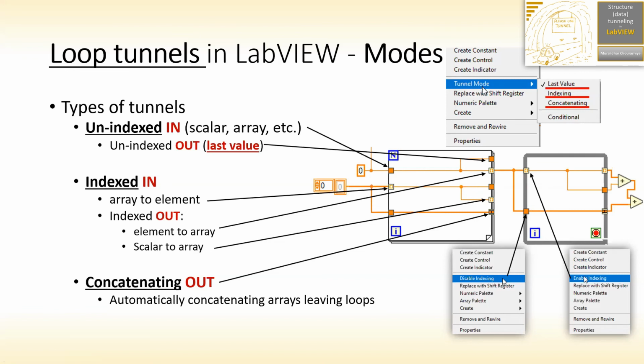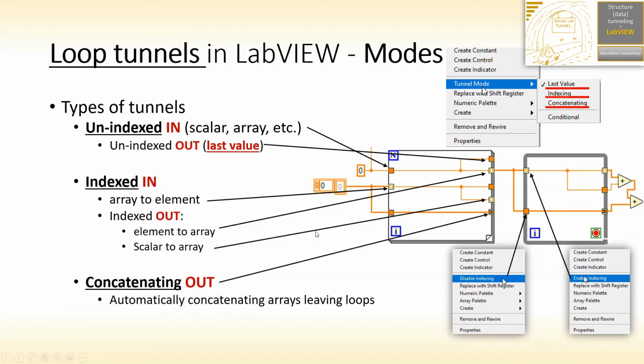And when you use indexing, if one element is passing through this and you enable indexing, it will give you the output as an array. It will automatically create an array and give it out, which you can use for further processing.